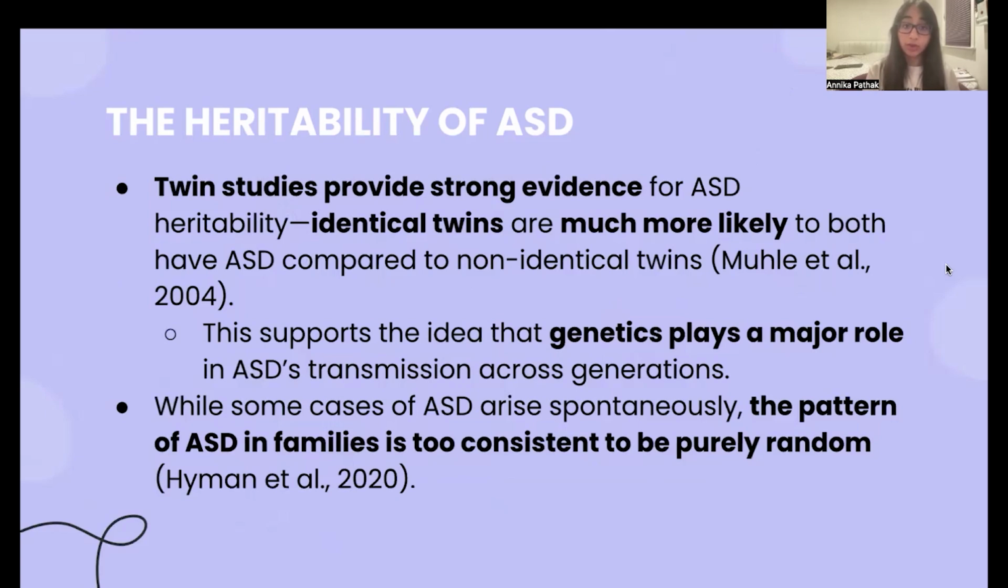Twin studies provide strong evidence for ASD heritability. Identical twins are much more likely to both have ASD compared to non-identical twins. This supports the idea that genetics plays a major role in ASD's transmission across generations. While some cases of ASD arise spontaneously, the pattern of ASD in families is too consistent to be purely random.